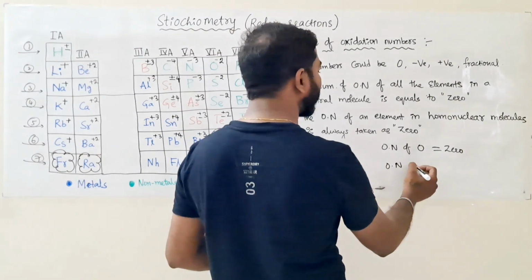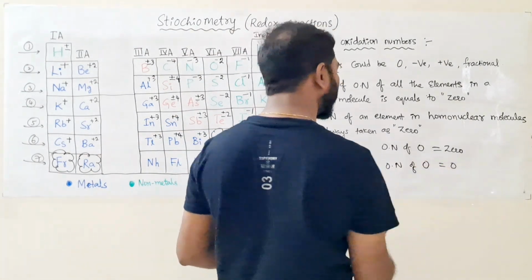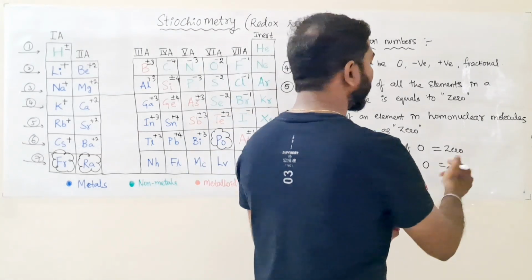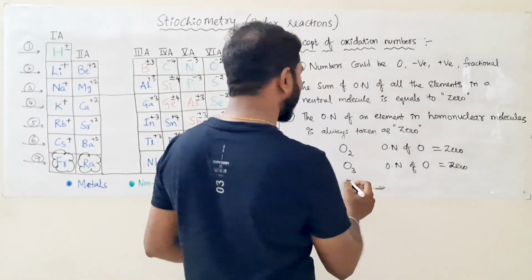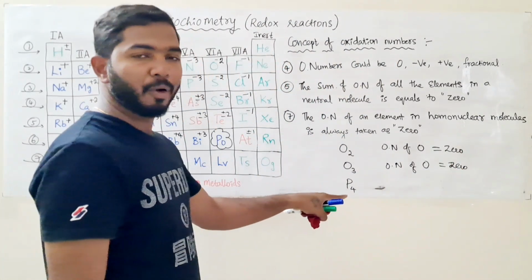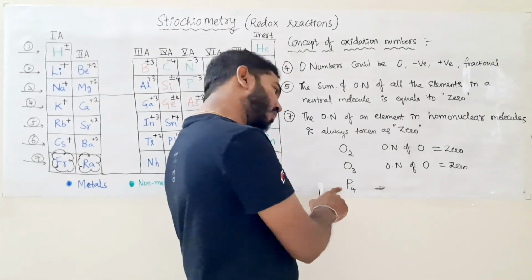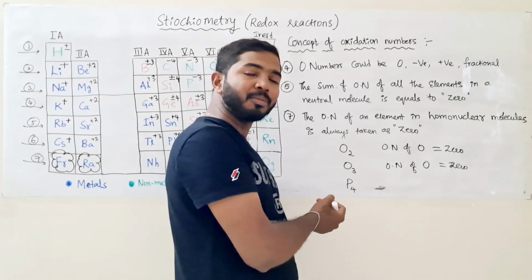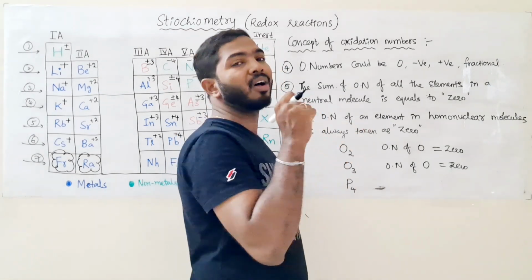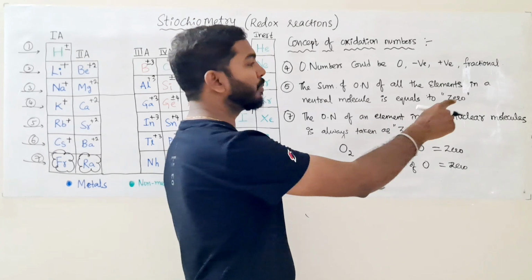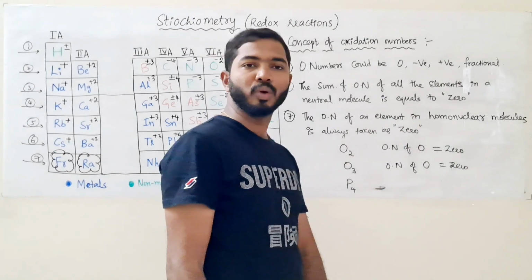The oxidation number of oxygen is equal to 0. Okay, let me take P4, which we generally call white phosphorus. Since this is a homonuclear molecule, yes, we have 4 atoms present in this molecule, but all the atoms are of the same type. So this type of molecule is called a homonuclear molecule.